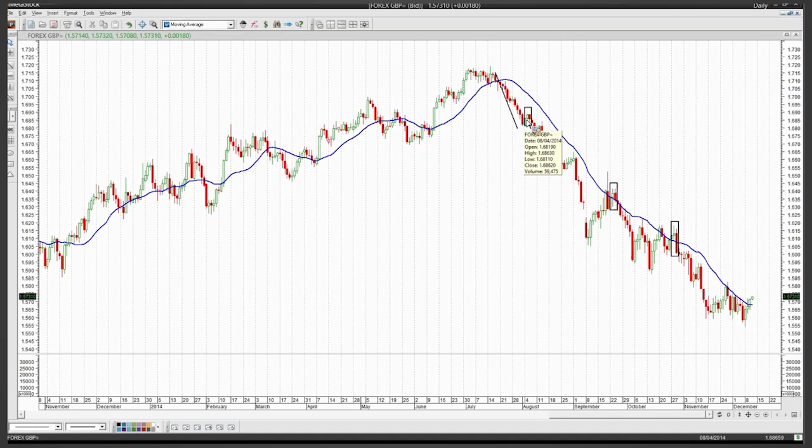Now, with the exit strategy that we use, you'd actually be in this trade throughout, even from up here. But I'll touch on that a bit later as well.